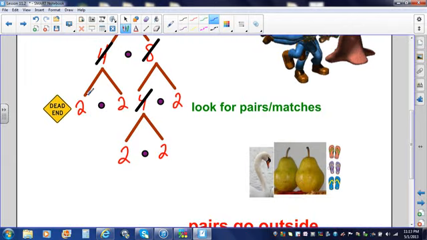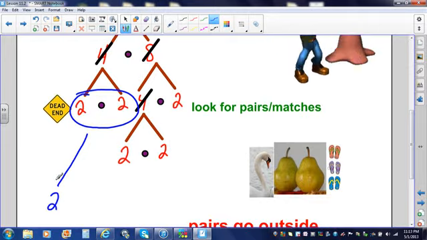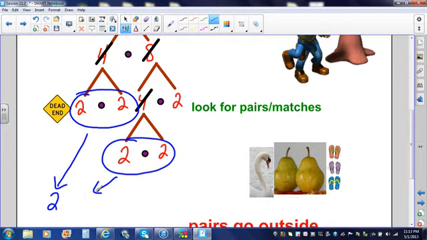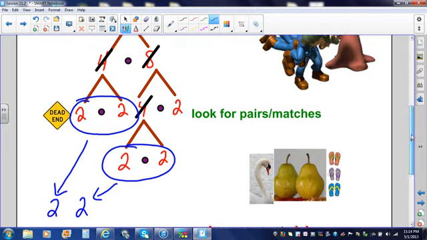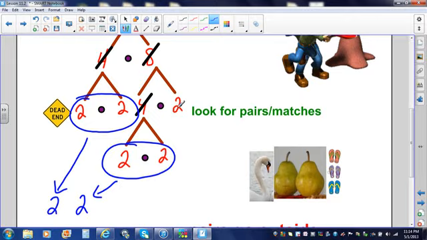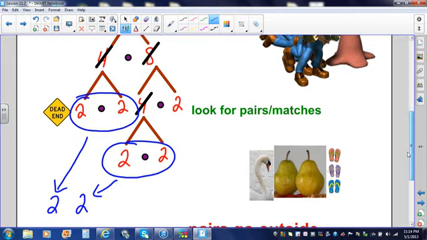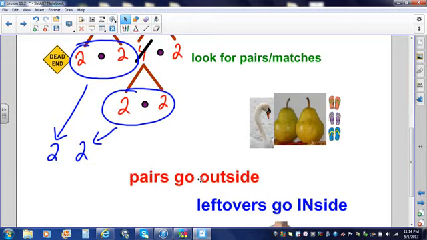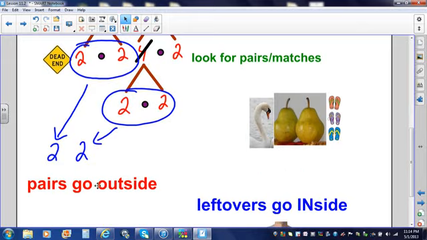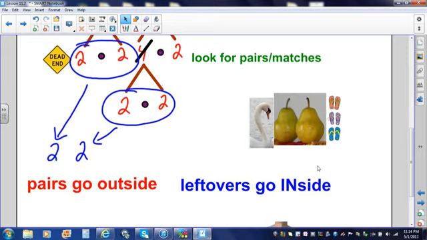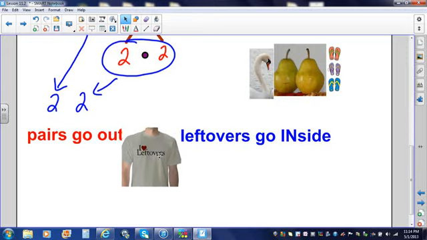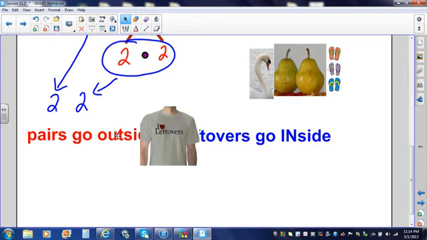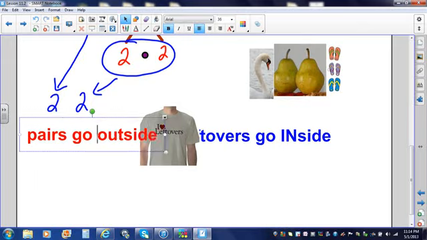I have a pair of 2s. I have a second pair of 2s. And this 2 right here does not have a pair. So when I'm done finding my pairs, or my matches, pairs go on the outside. Leftovers, I love leftovers. Leftovers go on the inside.